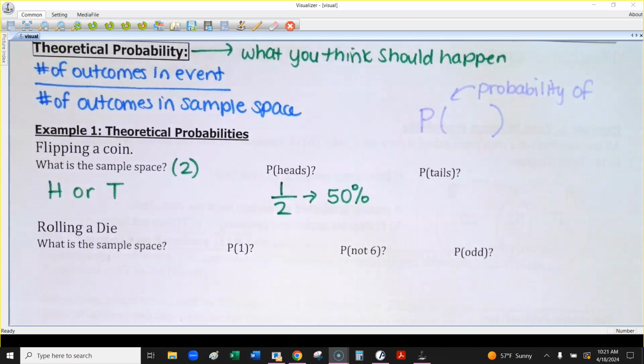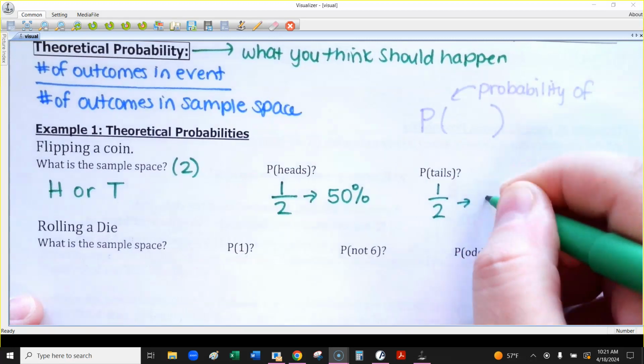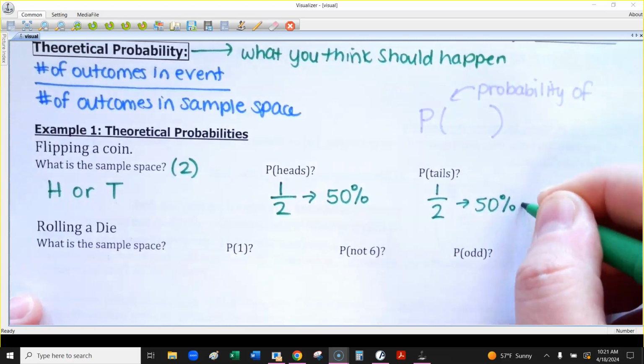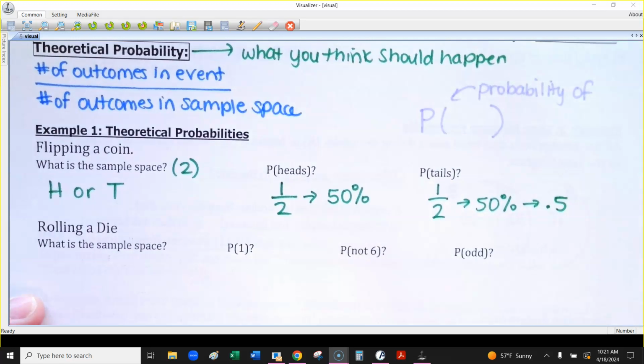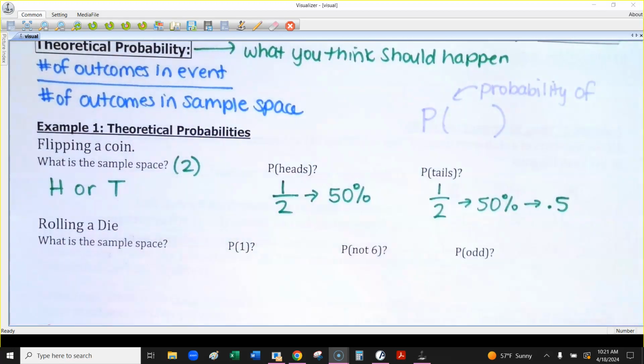Okay, what would be the probability I would get tails? Same, right? 1 out of the 2 possible outcomes, you could do 50%. If you want to put the decimal, like 0.5, any of those are fine. Decimal, percentage, or fraction, if it doesn't tell you which.